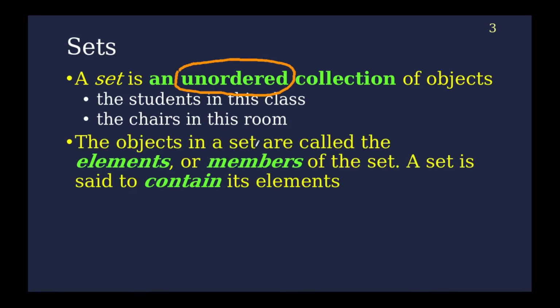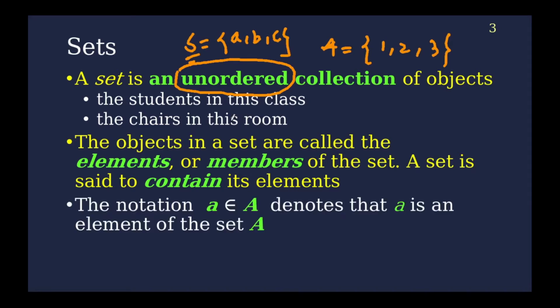The objects in the set are called the elements or members of the set. For example, say A is defined as 1, 2, 3. These objects 1, 2, 3 are called the elements or members of this set A. A set is said to contain its elements. Another example is a set S, which contains the alphabets a, b, c. These are the elements or members of this set, and the set S contains all these elements.